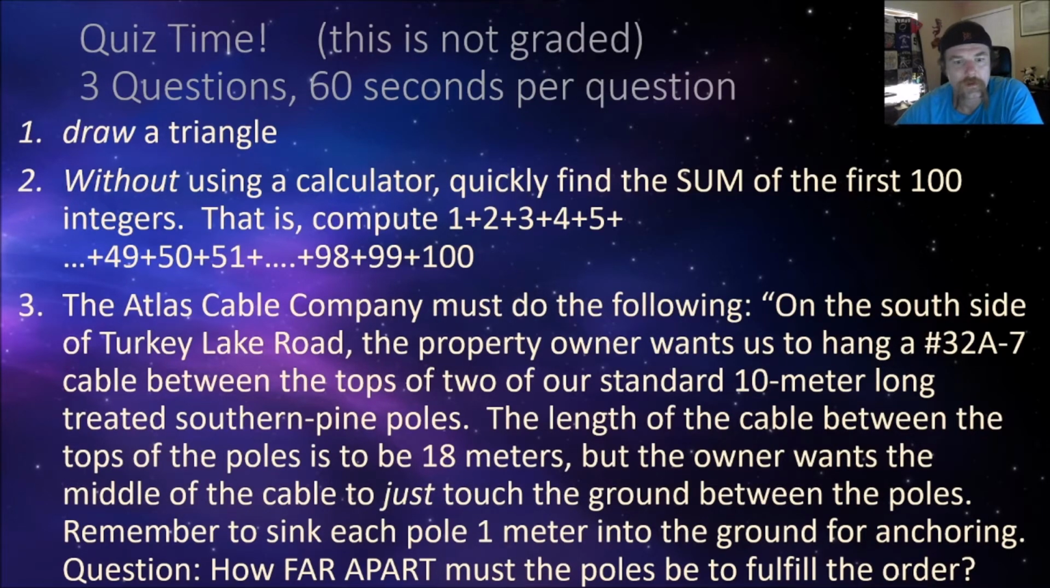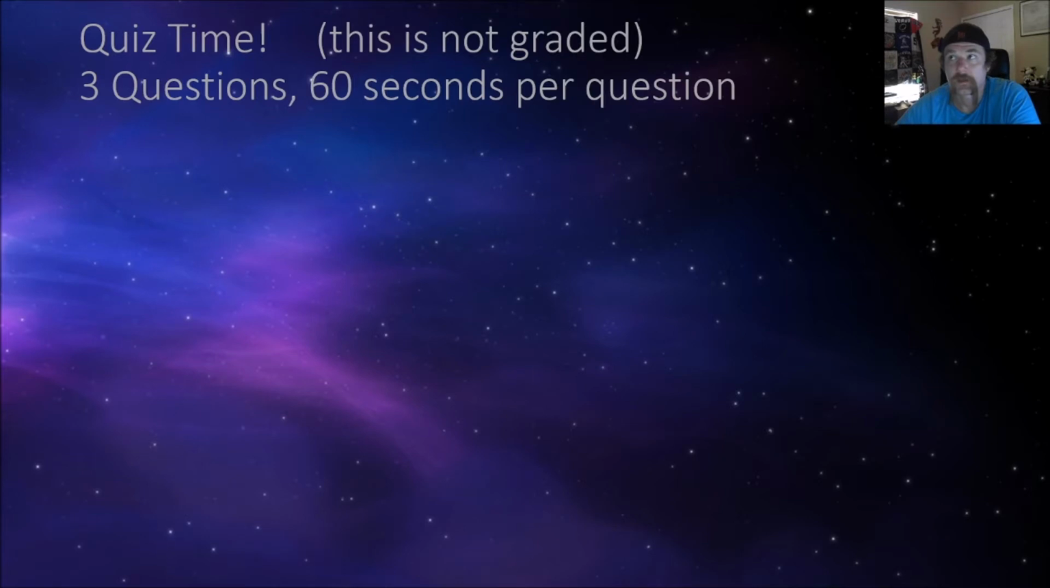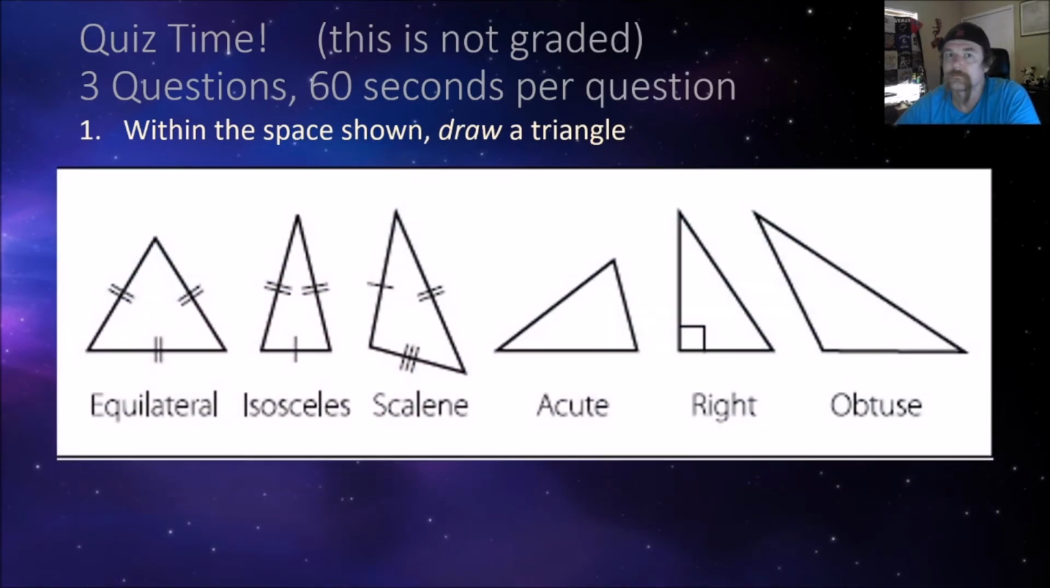So let's go over the answers. Here we go. Question number 1. Draw a triangle. Hopefully you guys were all able to do this in less than 60 seconds. There's a lot of different triangles though. So your triangle on your sheet may look different than somebody else's. Both of you would be correct. And I want you guys to remember that this year. Your answers may look different than somebody else's, but it does not mean that yours are right and theirs are wrong. There's different ways to answer a lot of these questions.